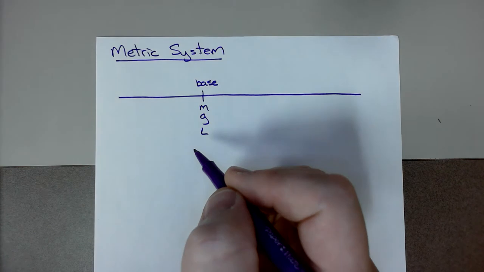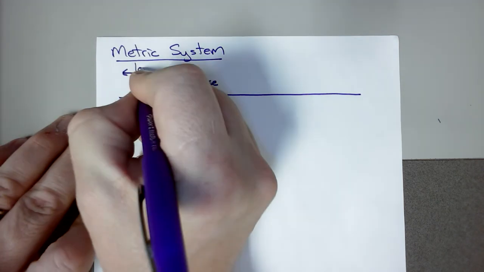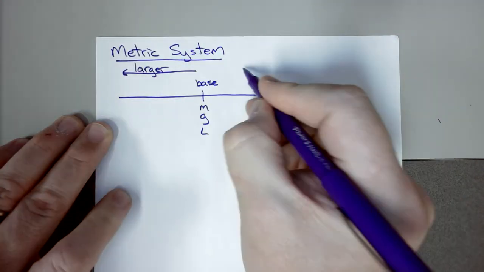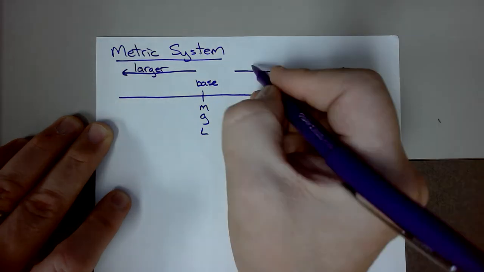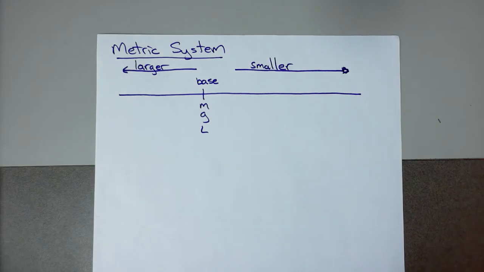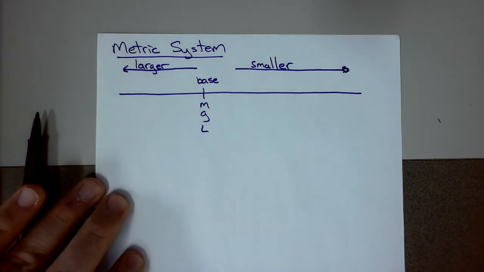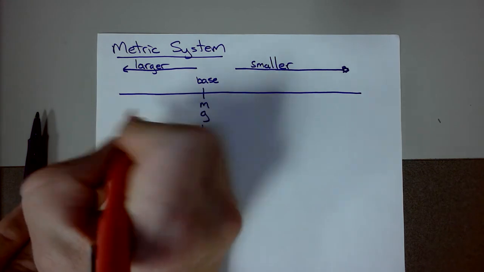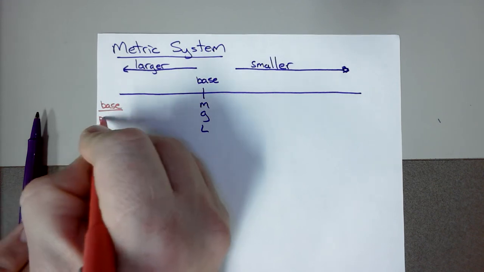So as we do this, if I go this way on the table, things get larger. And as I go this way on this line, not table, but line, I said table just a minute ago, things get smaller. Smaller measurements. Okay, and one thing I want you to understand is that we want to have the base unit on top. So I'm going to write fractions, so we're going to have base unit on top and the prefix unit on bottom.